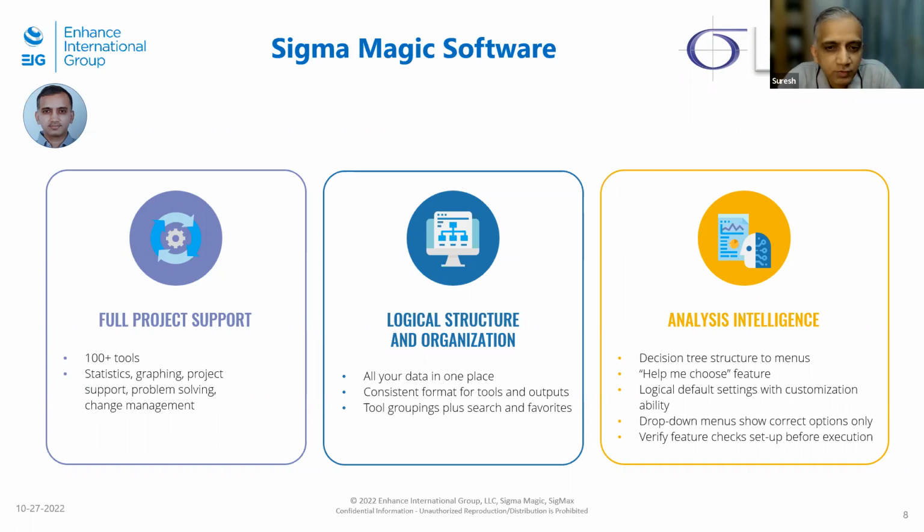The reason Sigma Magic facilitates analysis intelligence is because we have programmed how an expert would typically analyze a problem right into the logic of the software. So if you use the auto feature, you can just sit back and let the tool handle the analysis for you, or you can override the default settings and have more control over how the analysis is performed. The choice is yours.